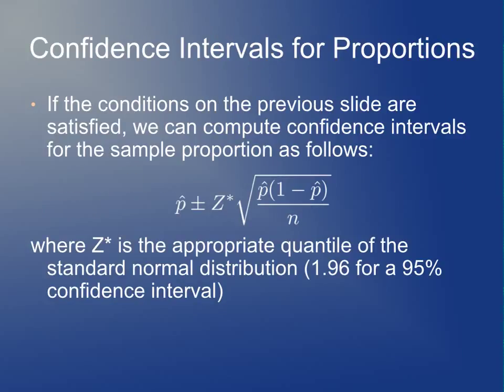So if the conditions on the previous slide are satisfied, then we can compute confidence intervals for the sample proportion, just using the properties of the normal distribution. We take p hat plus or minus the appropriate quantile of the standard normal distribution, z star, times the estimate of the standard error of the proportion, which would be the square root of p hat times 1 minus p hat divided by n. Z star would be 1.96 for a 95% confidence interval.